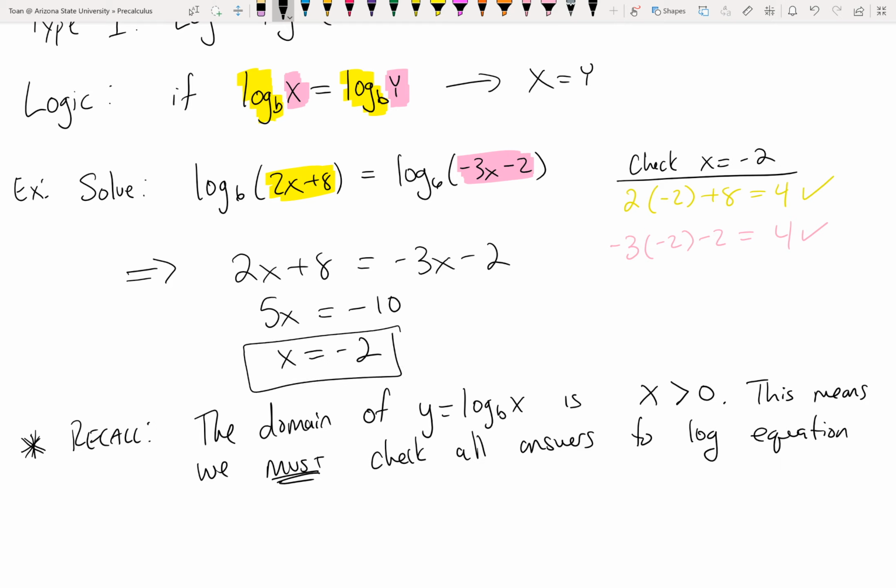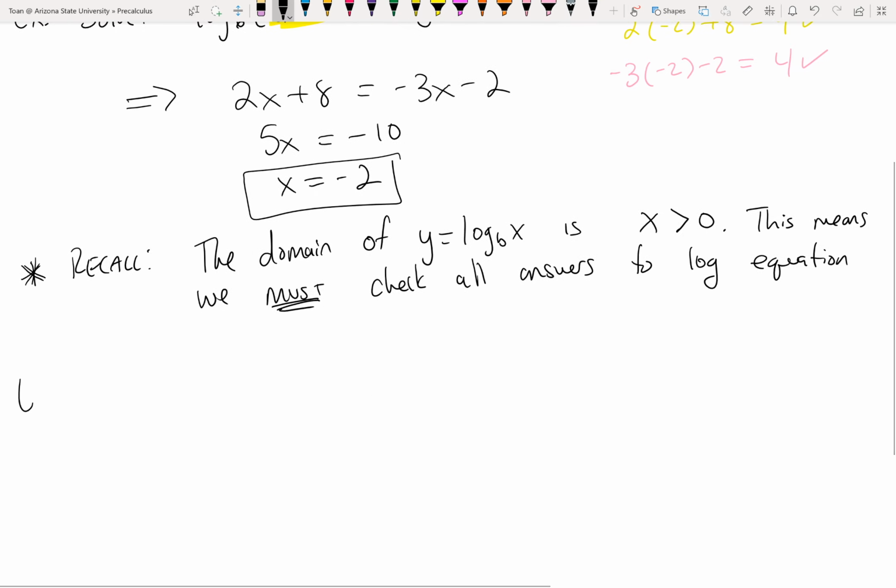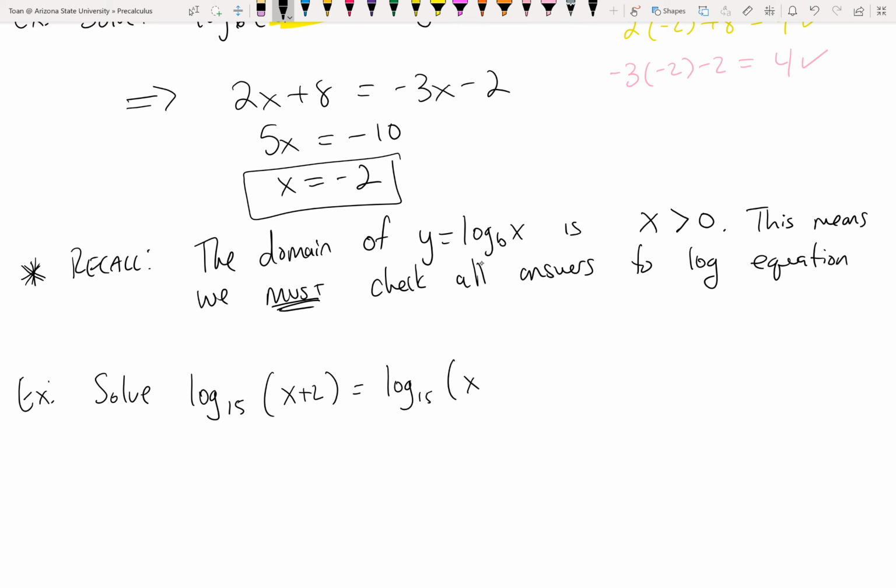There may be examples where you might have to throw away one or sometimes both answers. Let's do another quick example showcasing this exclusion. Let's solve log base 15 of x plus 2 equals log base 15 of x squared minus 10.